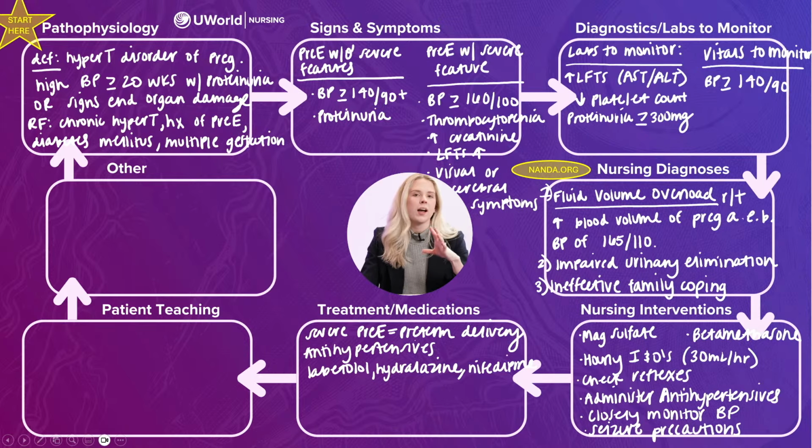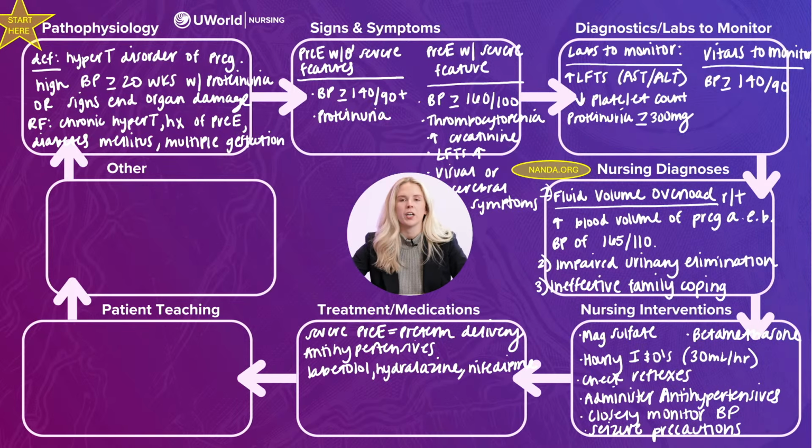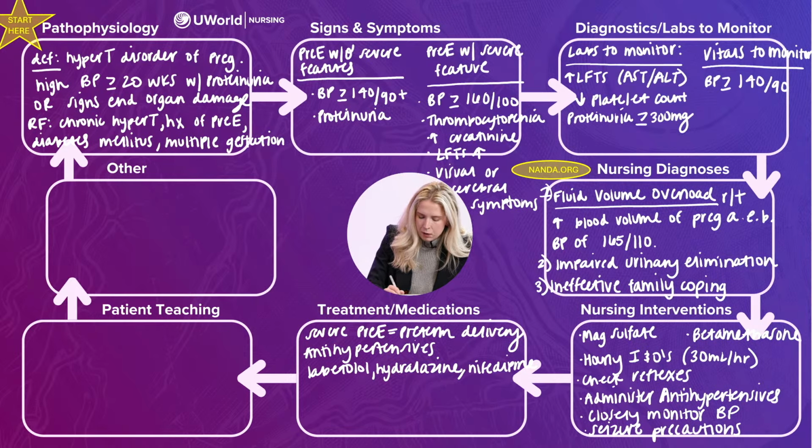Now, what is one antihypertensive, really common one that we absolutely cannot give during pregnancy? That would be an ACE inhibitor. It is a teratogen. We're not giving this to any pregnant client or any client that is considering becoming pregnant. All right, so now we gave our antihypertensives.